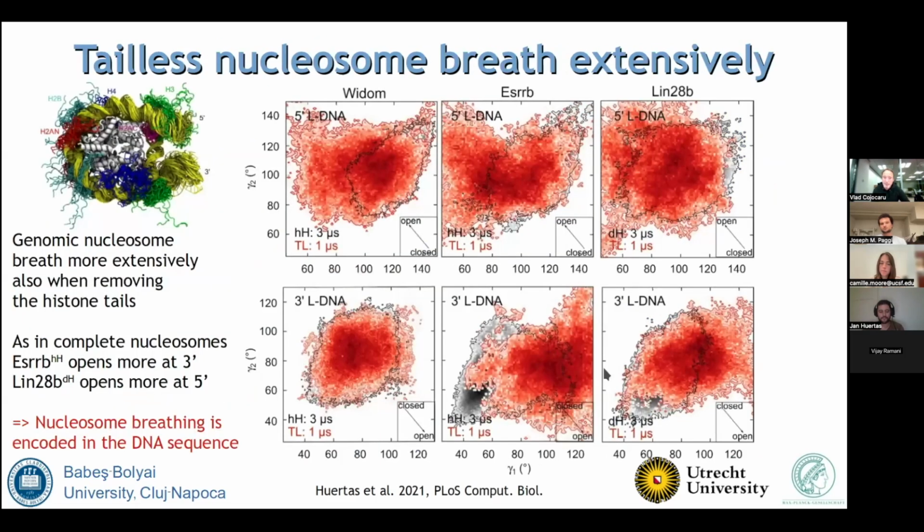Now, unsurprisingly, when you remove the histone tails, the nucleosomes go mad, and you have much more breathing. That's not surprising, it has been observed by others. But actually, what was interesting to see is that we still kept the sequence-dependent pattern, even when the tails were removed. So that was interesting: not only are the tails responsible for keeping the nucleosome closed, but also the DNA sequence plays a role in this scenario.